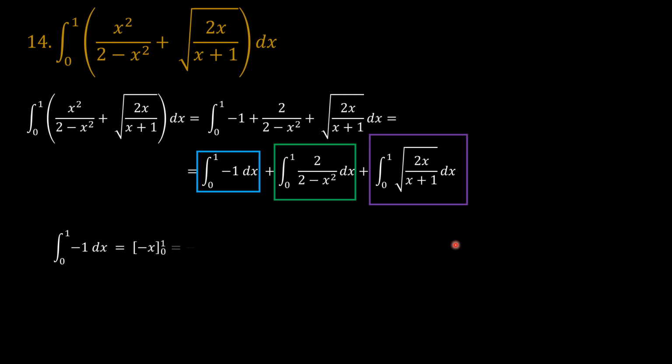The integral of negative 1 is easy. That results in negative x from 0 to 1, which is negative 1. The integral of 2 over 2 minus x from 0 to 1, that's a little bit complex, and then we'll see how to try and solve that.